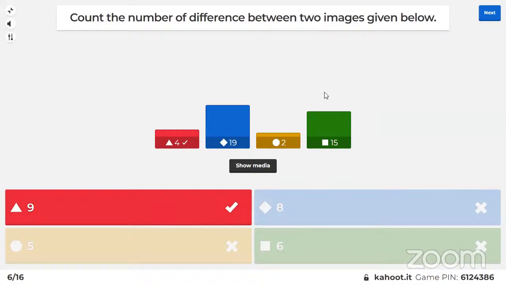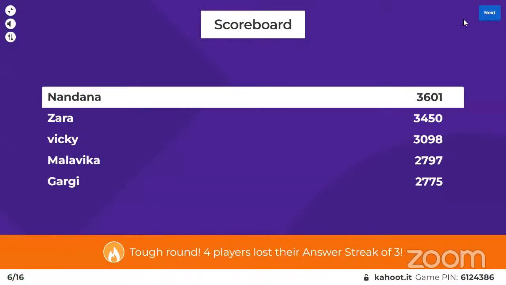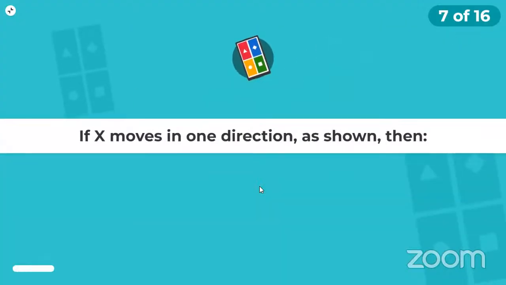All right. So that was an easy question, I think, but most of you have answered it wrong. Okay, count the number of differences between 2 images. Okay, the scoreboard remains the same. Points also remain the same. Nandana with 3601, Sara with 3450, Vicky with 3098, and Malavika and Gargi in the 4th and 5th places. Okay, that was a tough round, but even I was counting, and it doesn't seem like a tough round for me. Okay, all right. So 4 players lose the answer streak of 3. So the next question.